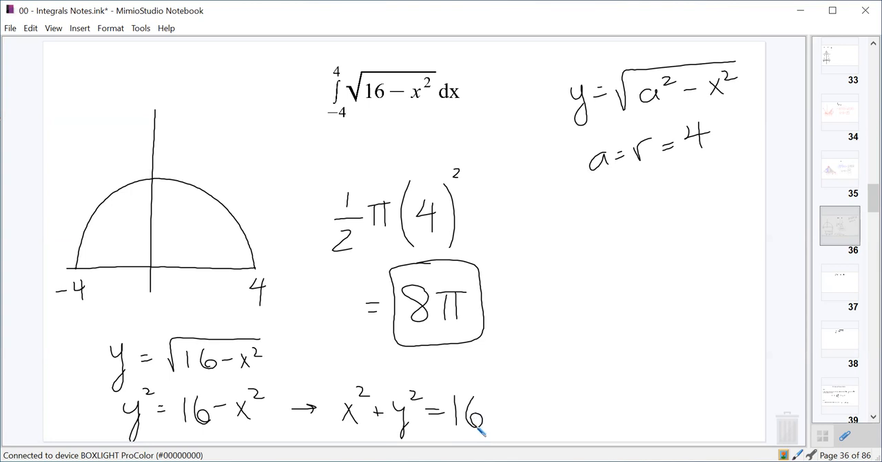Since it started as a positive square root, we know it's the upper half of the semicircle. If it had been y equals negative square root of 16 minus x squared, then we know it'd be the bottom half of this semicircle. And so being able to do this is going to help us out a little bit with the next couple of problems here.